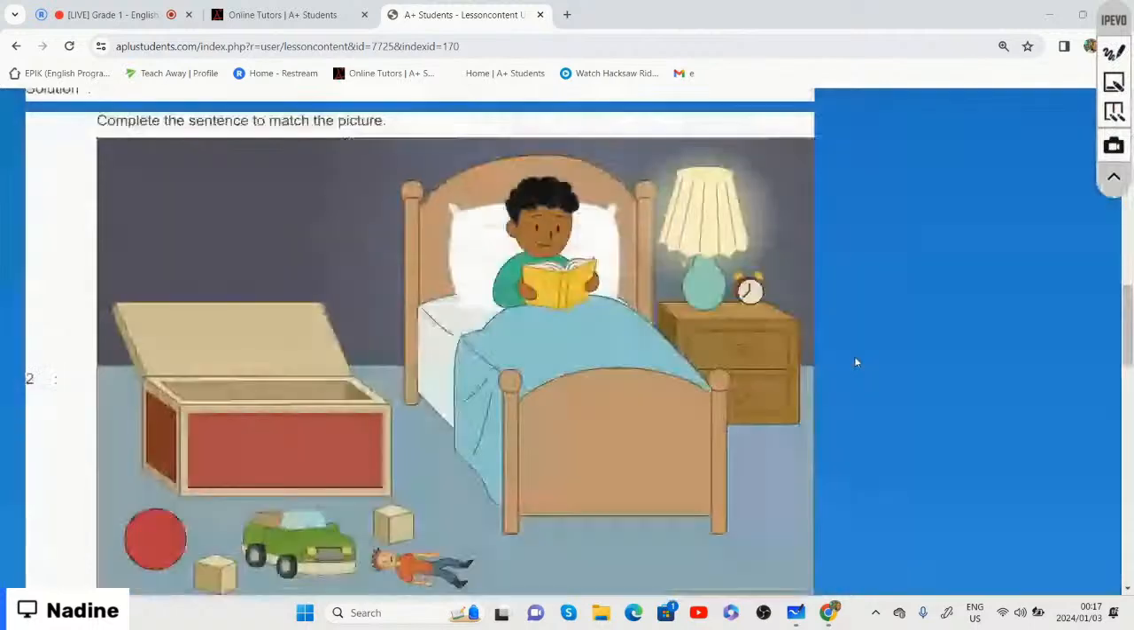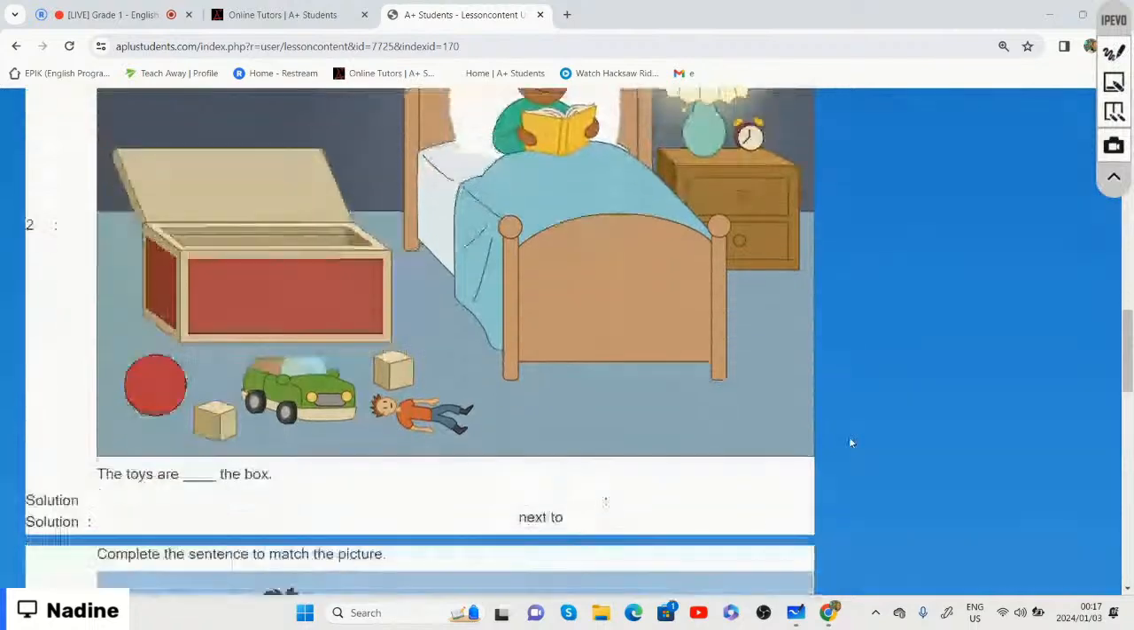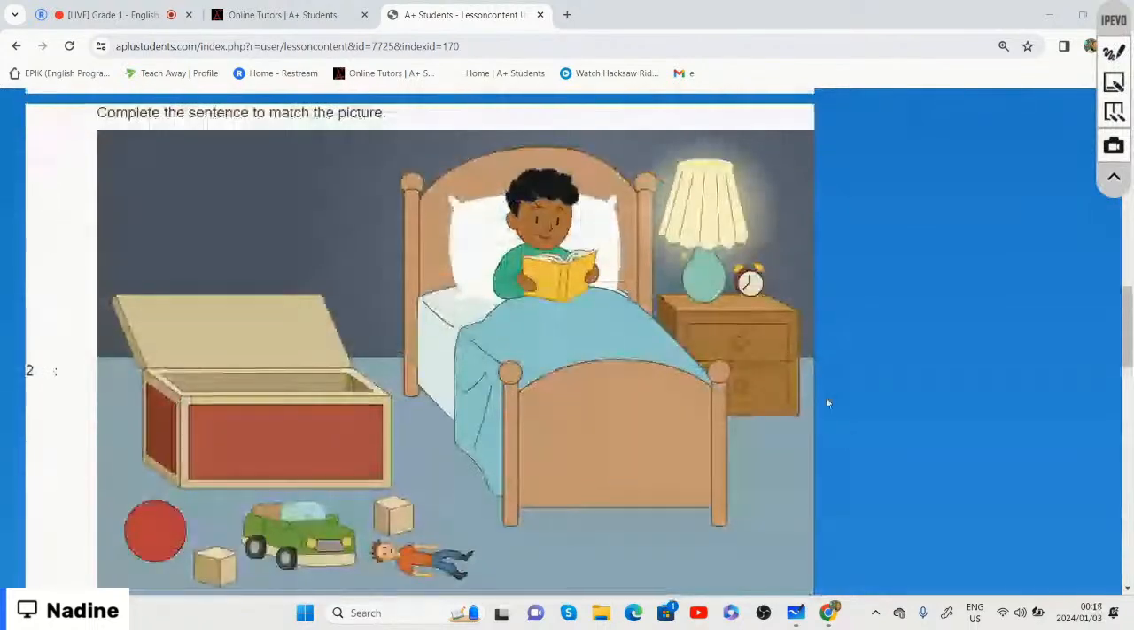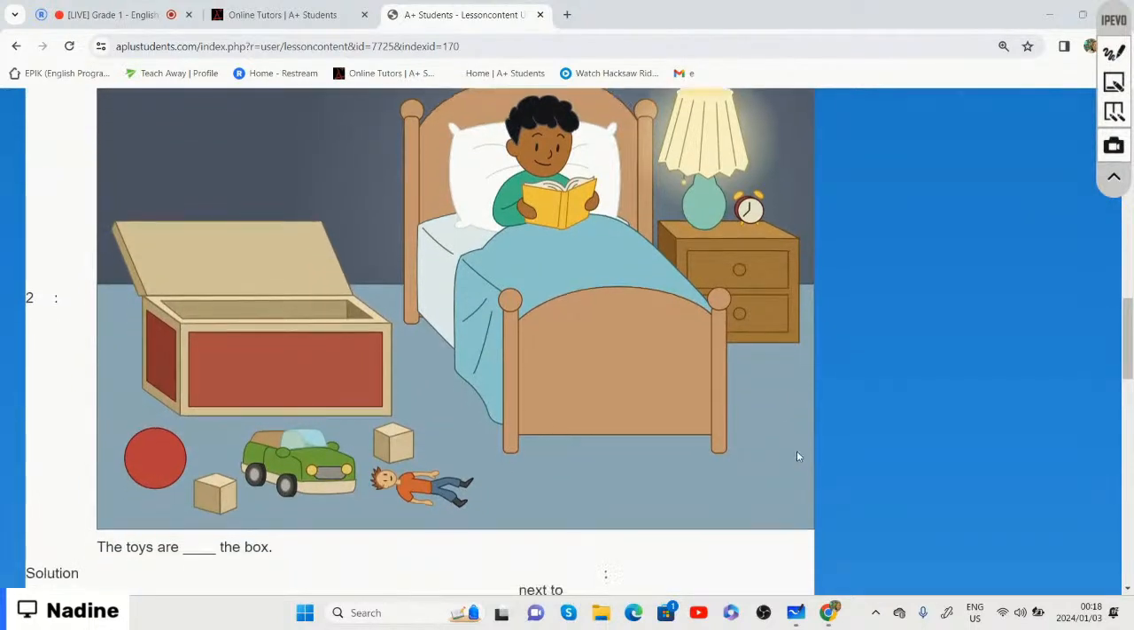All right, so now if we look at the next picture, right? We have a boy that's reading a book while he's in bed. Then we have his toys laying around. We have a box. So now the sentence is, the toys are the box. So if we look at the toys, right, where the toys are laying. Here we have the toys and here we have the box. So where are the toys?